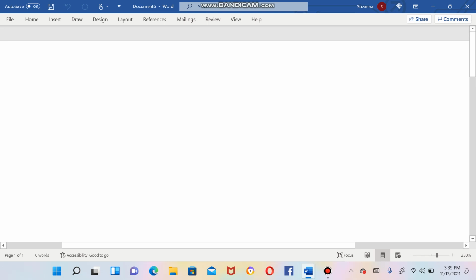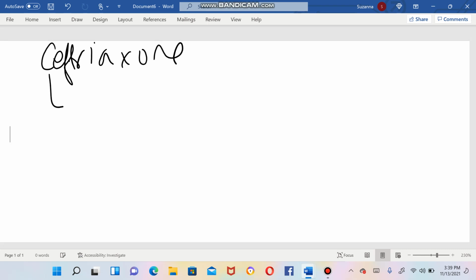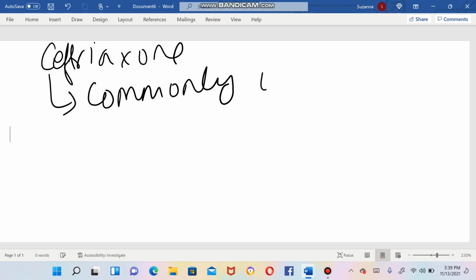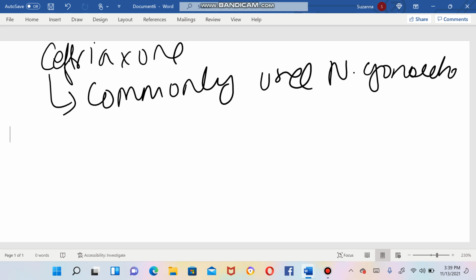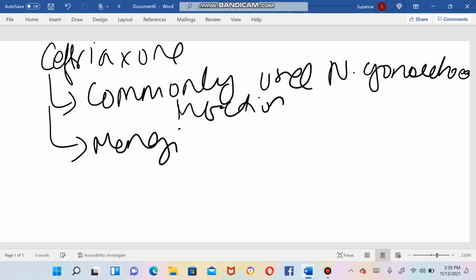So let's move on to ceftriaxone. Ceftriaxone is commonly used for gonorrhea, so we all know that. It is used to treat Neisseria gonorrhoeae infection, and it is also used in meningitis as it is active against meningitis-causing organisms and has good CSF penetration.